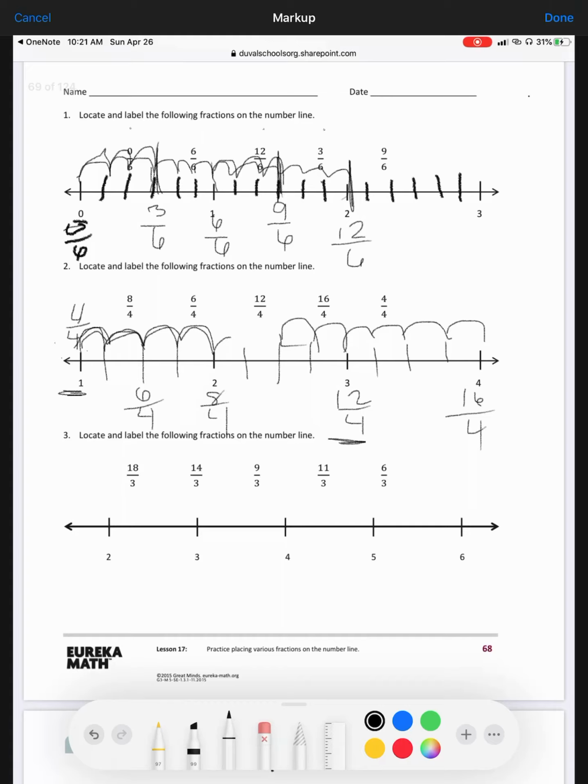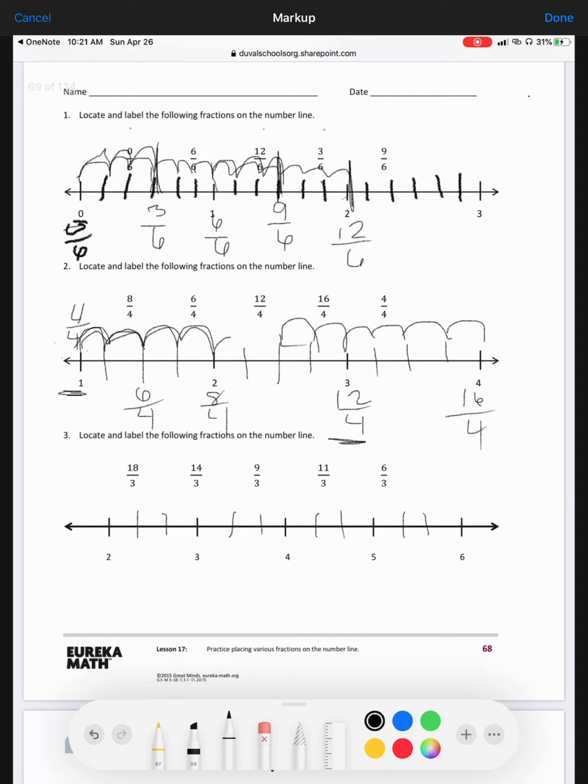Okay, let's look at number 3. Locate and label the following fractions on the number line. So the denominator is 3, so we're going to be cutting it into thirds. So cut each one of these into thirds. But look at what we're starting at. We're starting at 2. We're not even starting at 1, so it's not just like it's 3/3. What is 2/3 going to be?